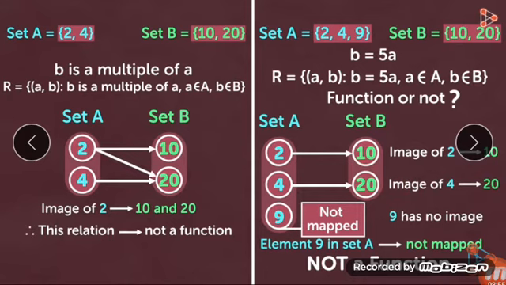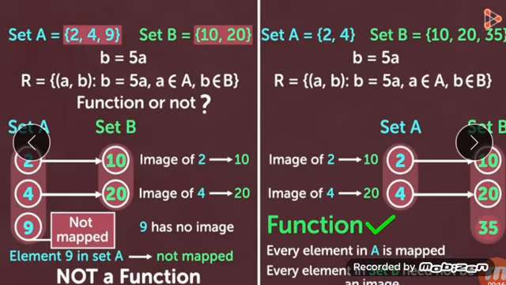So this type of relation cannot be a function because the second condition for the function is that every element in set A must have an image in set B, but here element 9 is not mapped or has no image in set B. So this type of relation cannot be a function. Let's have one more example here to understand better. We have set A and set B, and here we have the elements 10, 20 and 35 in set B. Now let's see whether this relation can be a function or not.